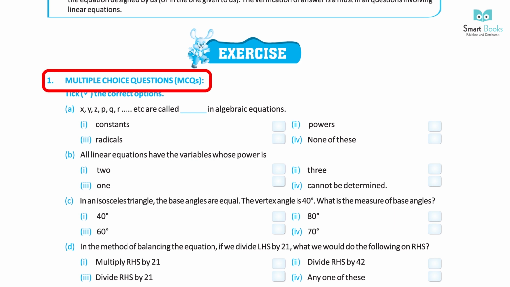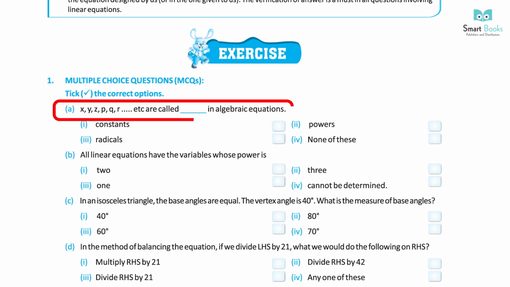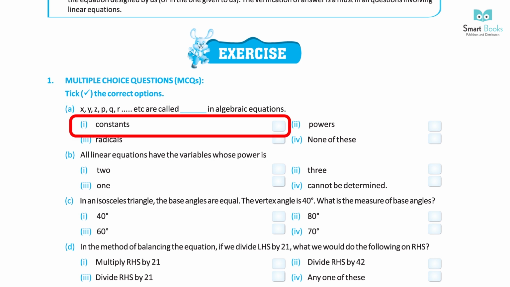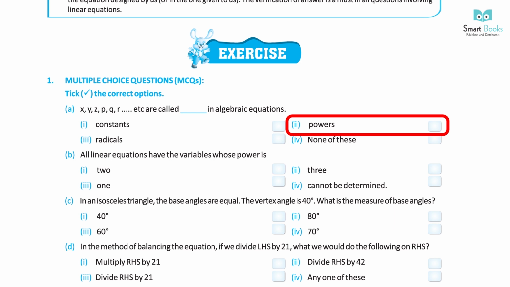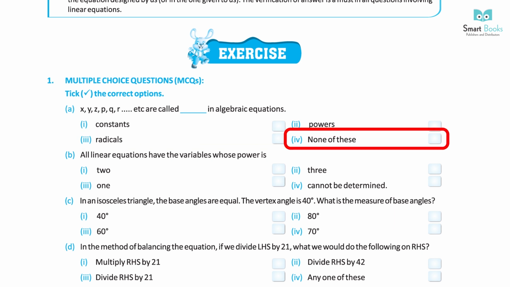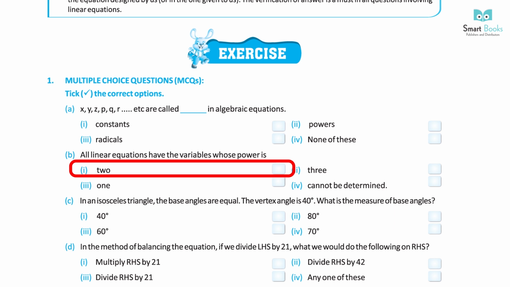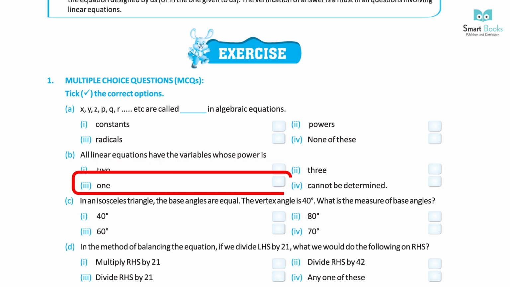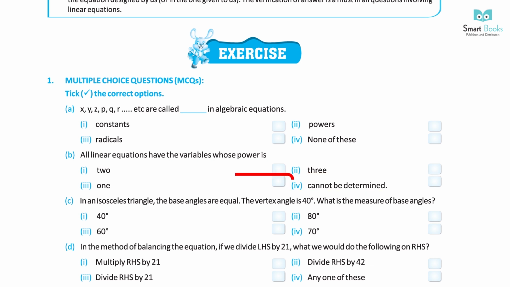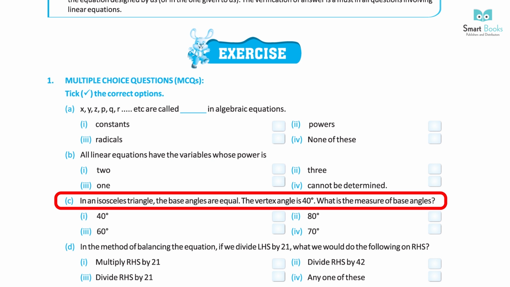Exercise. Question 1. Multiple choice questions, MCQs. Tick the correct options. A. X, Y, Z, P, Q, R, etc. are called dash in algebraic equation. First, consonants. Second, powers. Third, radicals. Fourth, none of these. Solution. Fourth, none of these. B. All linear equations have the variable whose power is first, 2, second, 3, third, 1, fourth cannot be determined. Solution. Third, 1.